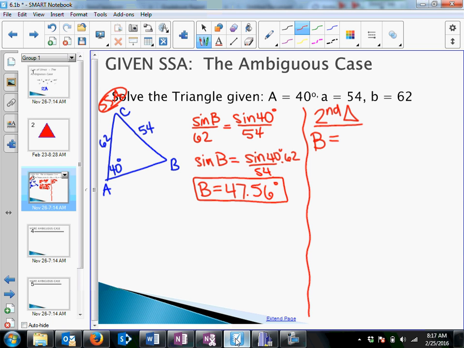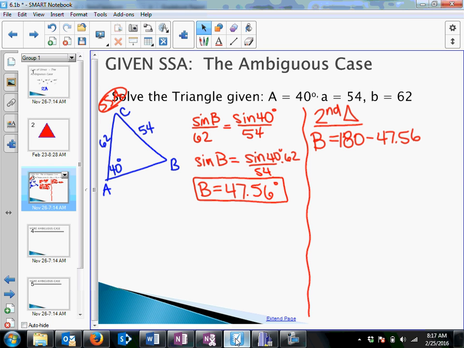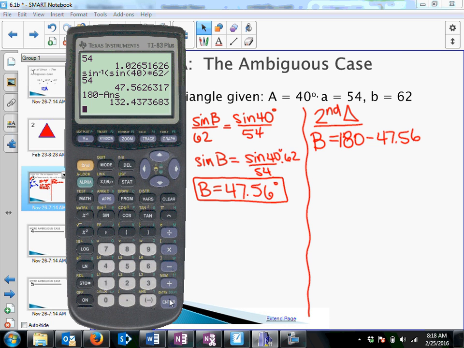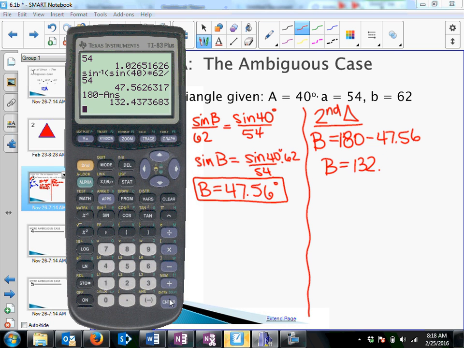Okay, since they're supplementary, we're going to take 180 minus 47.56. So, I'm going to put 180 minus second answer. So in our second triangle, B is 132.44 degrees.